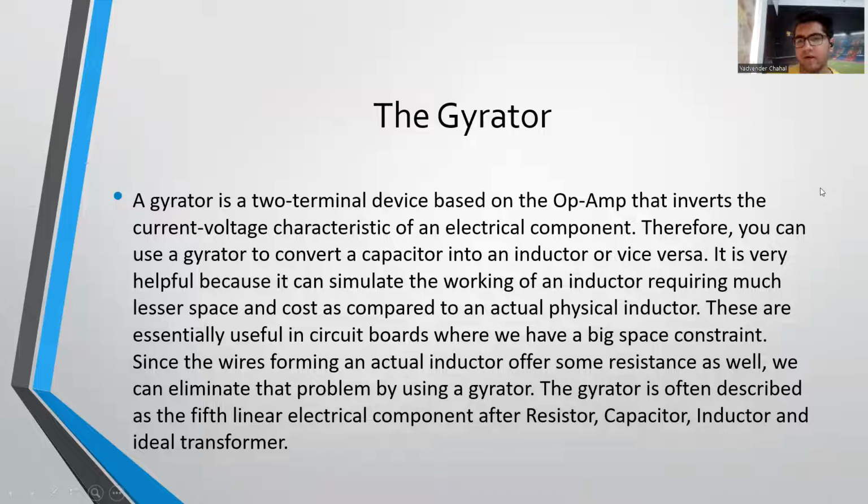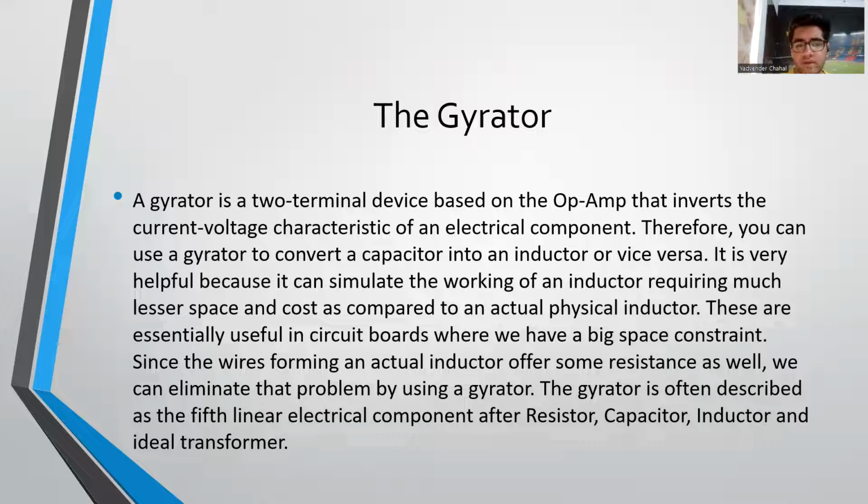Now let's come to the main topic, the gyrator. A gyrator is a two-terminal device based on the op-amp that inverts the current-voltage characteristic of an electrical component. Therefore, we can use a gyrator to convert a capacitor into an inductor or vice versa. It is very helpful because it can simulate the working of an actual inductor, requiring much less space and cost as compared to an actual physical inductor. These are essentially useful in circuit boards where we have a big space constraint. Since the wires forming an actual inductor offer some resistance as well, we can eliminate the problem by using a gyrator.